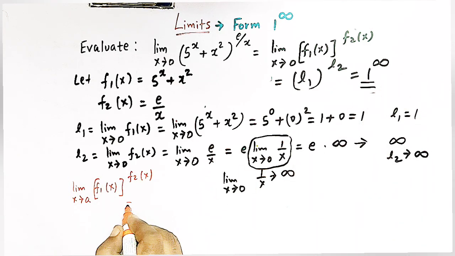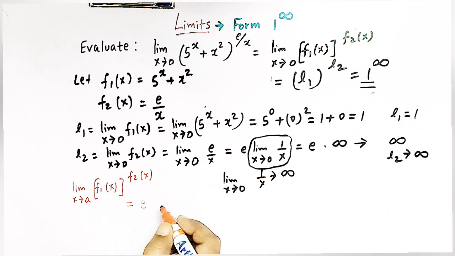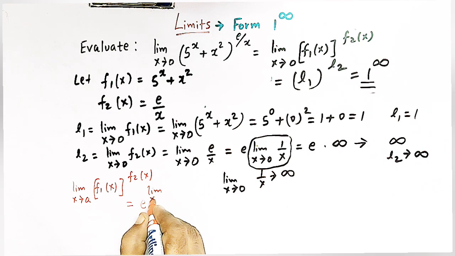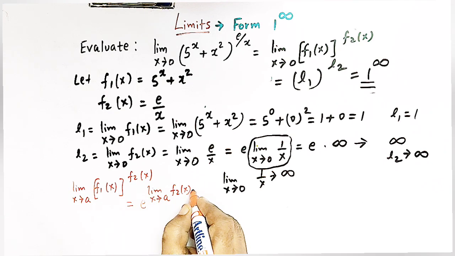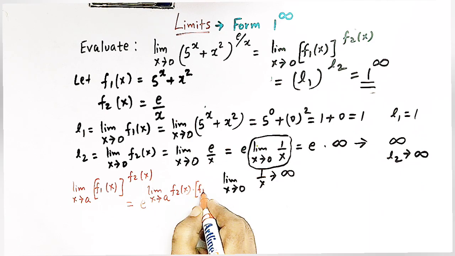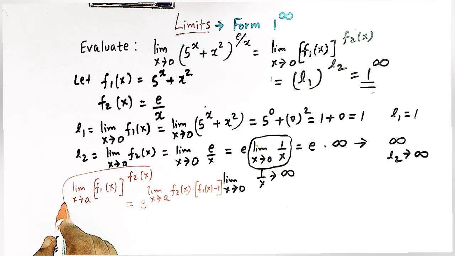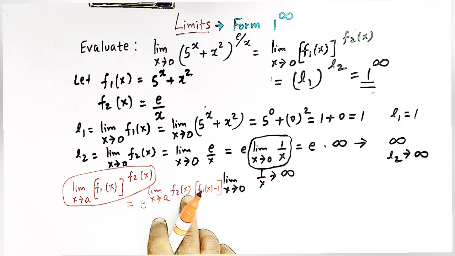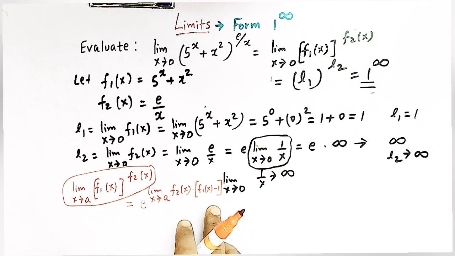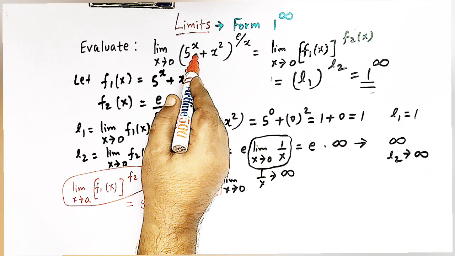In such type of cases, the direct value of this type of limit can be written as e raised to limit, and here we have x tends to a, and then here we write f2(x) multiplied with f1(x) minus 1, right? So the value of this limit is given by this expression, that is e raised to limit x tends to a of f2(x) times (f1(x) minus 1), right? So we'll use this result to get the value of this limit.